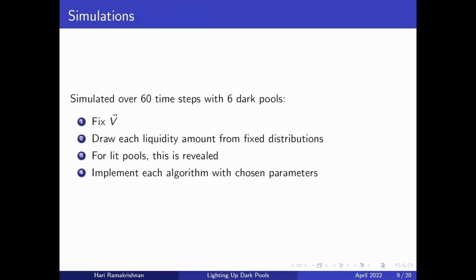So we choose to simulate over 60 time steps, which is approximately a trading quarter, over 6 dark pools. The way we do this is we fix the vector v, which again is how much we want to execute in every time step. And then we also fix the liquidity distributions for each dark pool. And then when we're trading in a lit pool, this is revealed to the algorithm, so the algorithm can use this information. And then we get to implement each of our algorithms. We implement the existing algorithms in addition to our modified algorithm for the lit pool case.